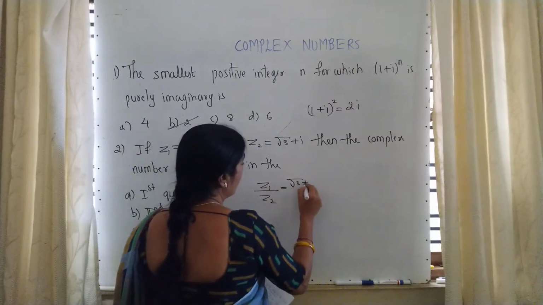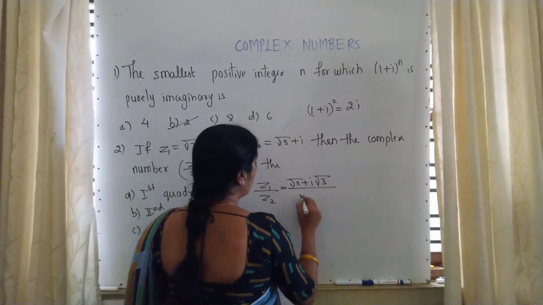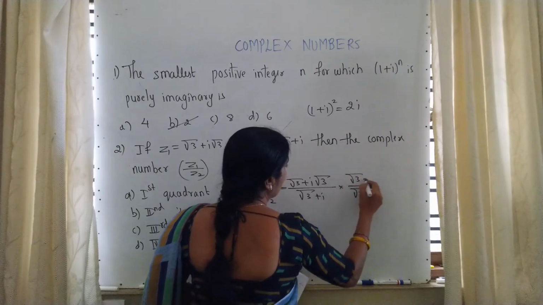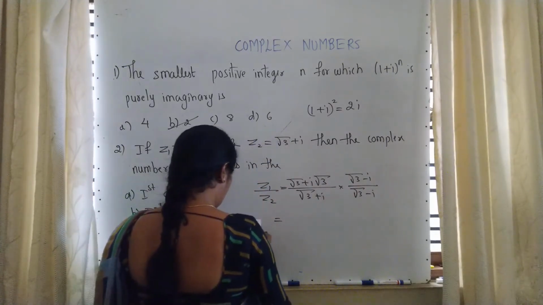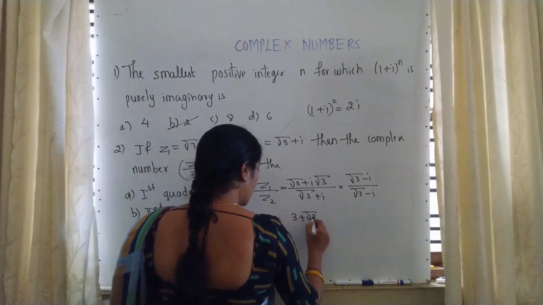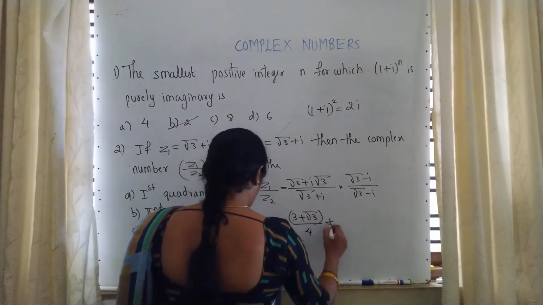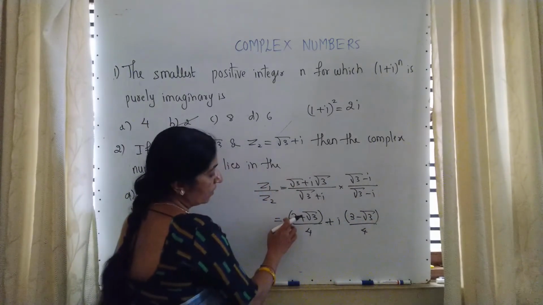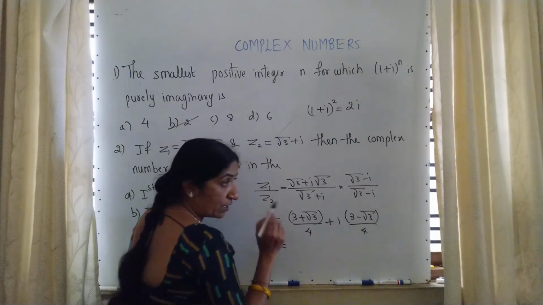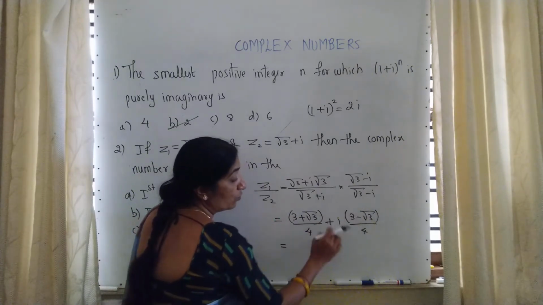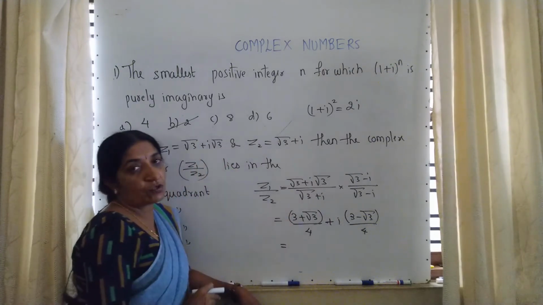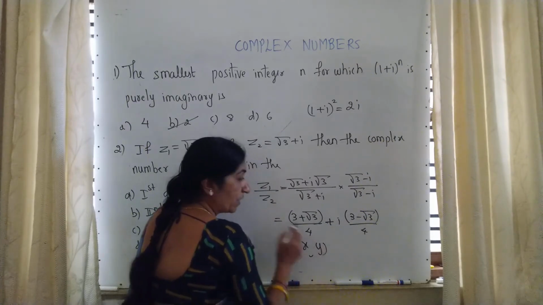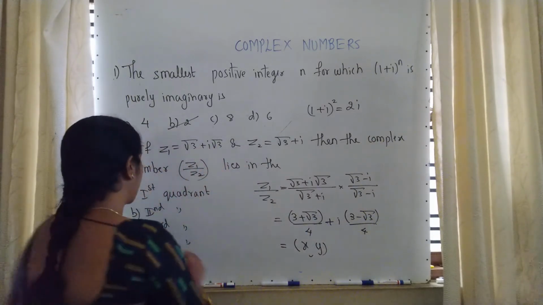z1 is root 3 plus i root 3 upon root 3 plus i. Rationalize the denominator. After rationalizing and multiplying, you will get the answer (3 plus root 3) divided by 4 plus i (3 minus root 3) divided by 4. See, (3 plus root 3) divided by 4 is a positive number, and (3 minus root 3) divided by 4 is also a positive number. This is x, this is y, and it will be written as x comma y. That means both x and y are positive, so they lie in the first quadrant.